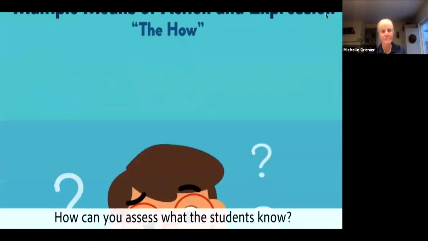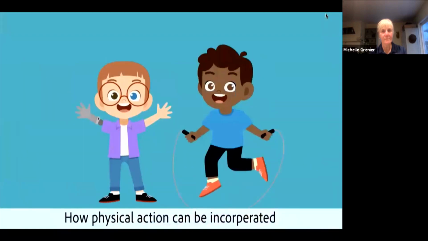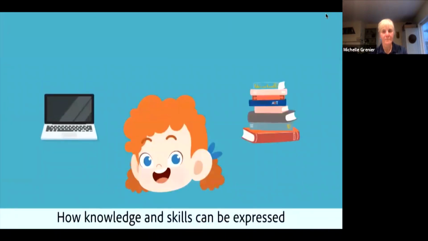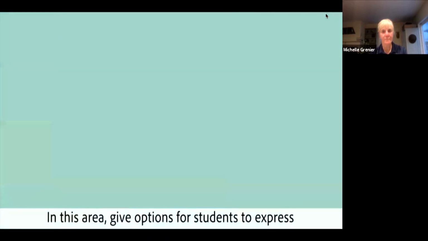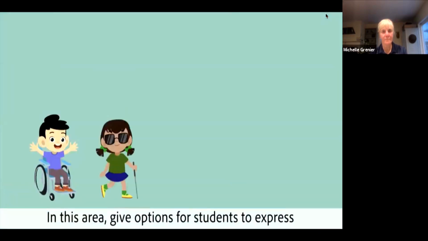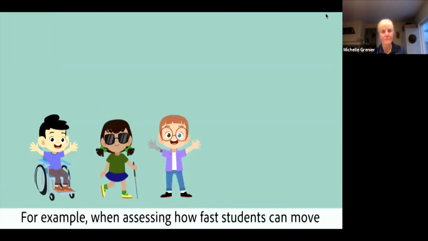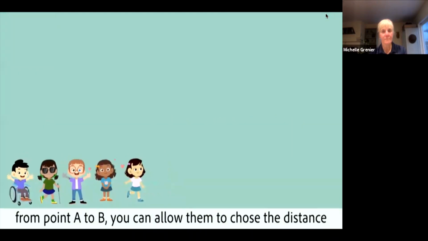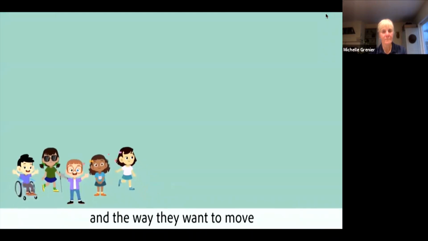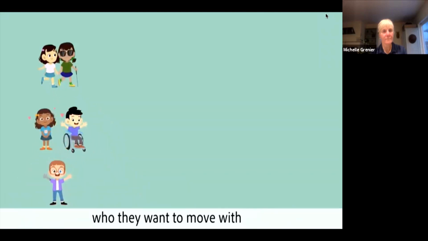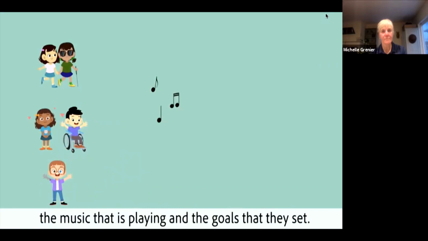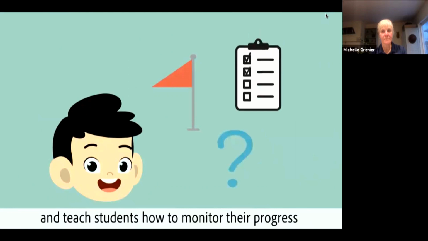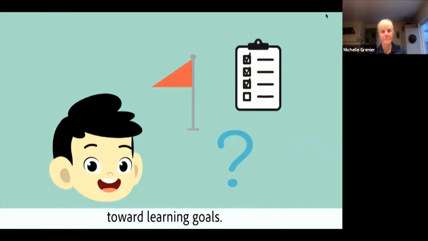Multiple means of action and expression is the how of learning. How can you assess what the students know? How can physical action be incorporated? How can levels of support be added? How can knowledge and skills be expressed? In this area, give options for students to express what they know and can do. For example, when assessing how fast students can move from point A to B, you can allow them to choose the distance and the way they want to move, who they want to move with, the music that is playing, and the goals that they set. Help students set goals, manage information, and teach students how to monitor their progress toward learning goals.